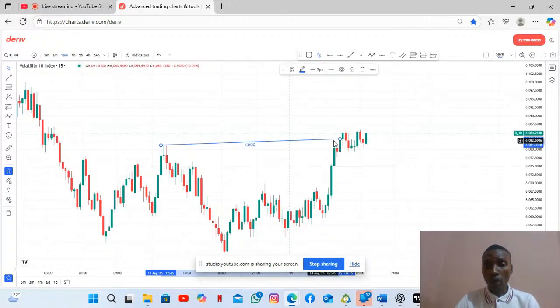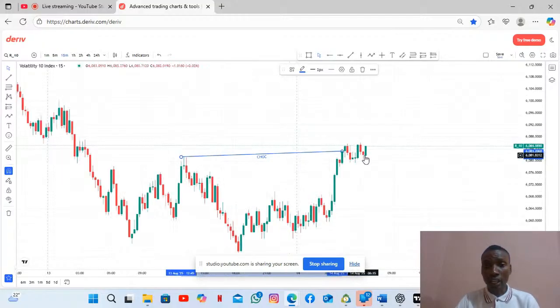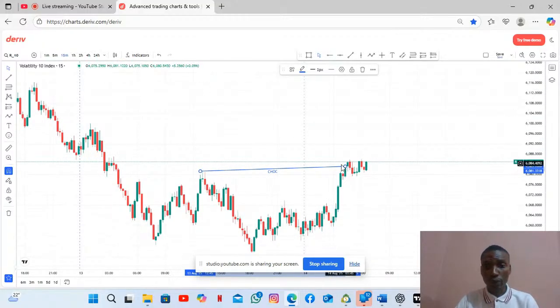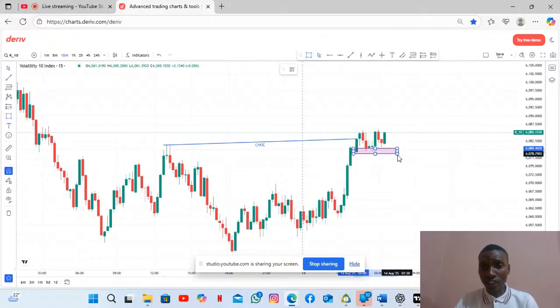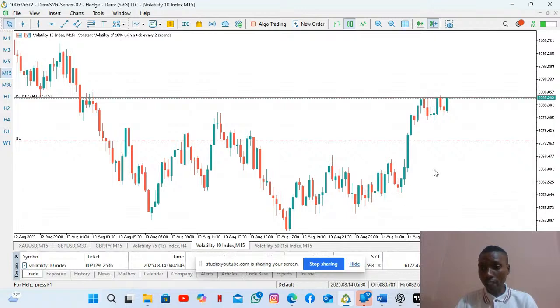So once I noticed that there was a change of character here, I had to come to 15 minutes and spot the order block again. I had to spot what causes change of character, and I discovered that it is this tiny order block. So what did I do? I entered, and this is the trade I am showing you.